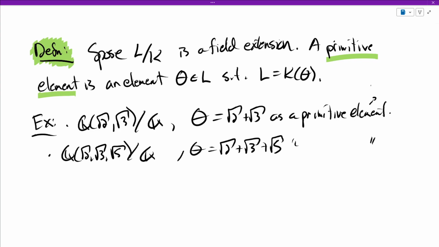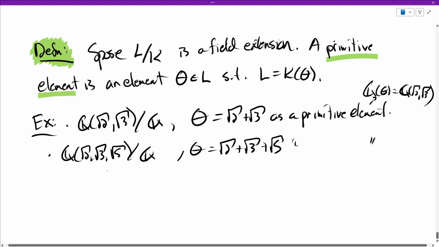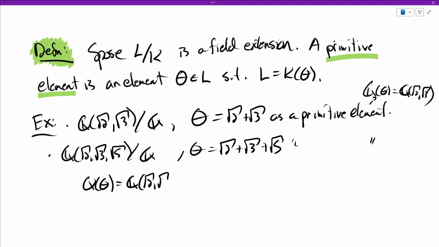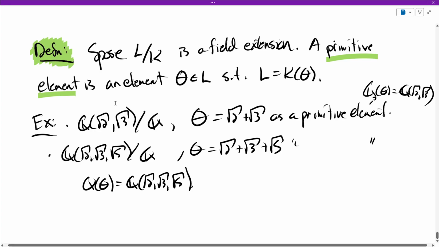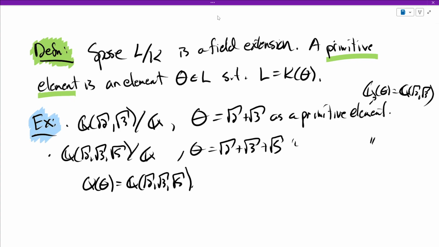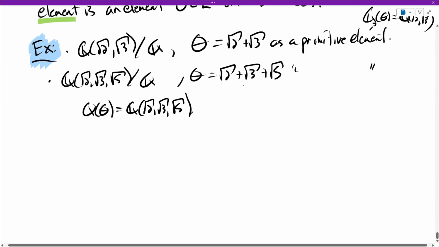And of course, what I mean by this is Q adjoin theta is the same as Q adjoin root 2, root 3. And here, Q adjoin theta is the same as Q adjoin root 2, root 3, root 5. So although the extension didn't appear to be simple, in fact, it is simple, right? So that's what a primitive element is. Now, our last result here is that whenever you have a finite extension, there always exists a primitive element. And these are examples of that happening.